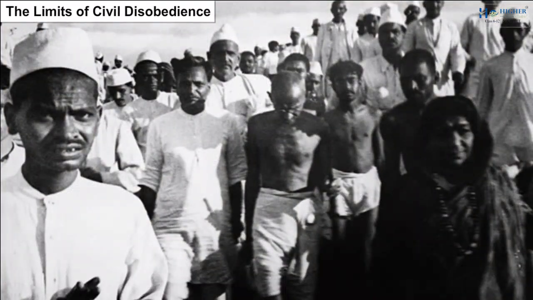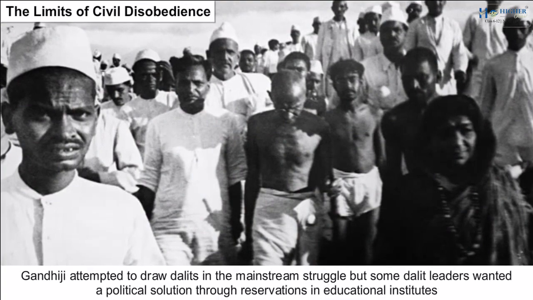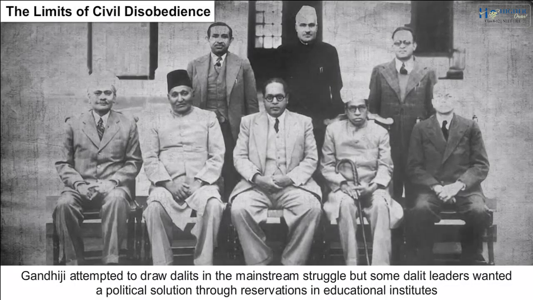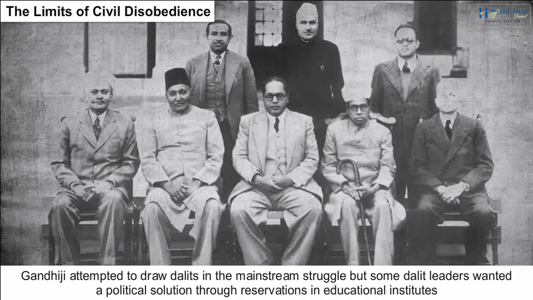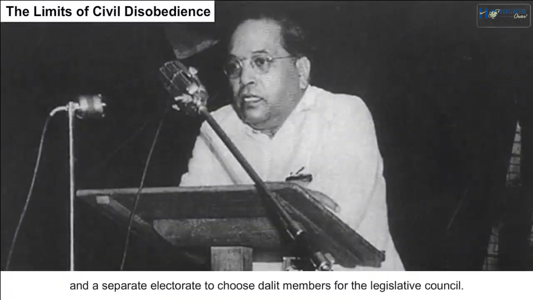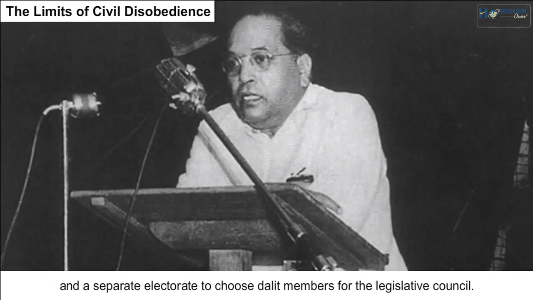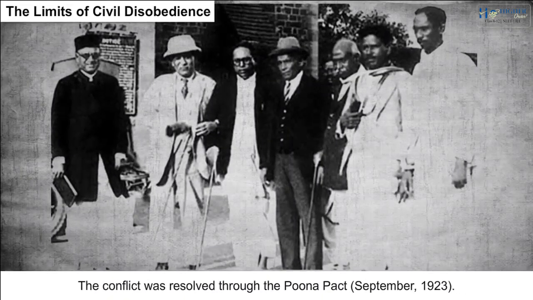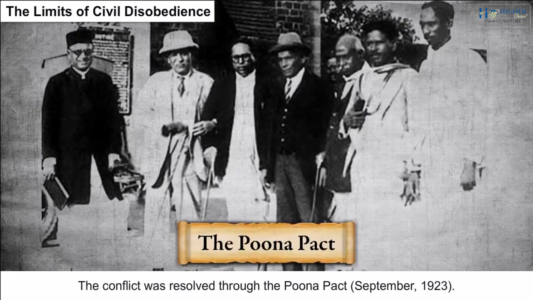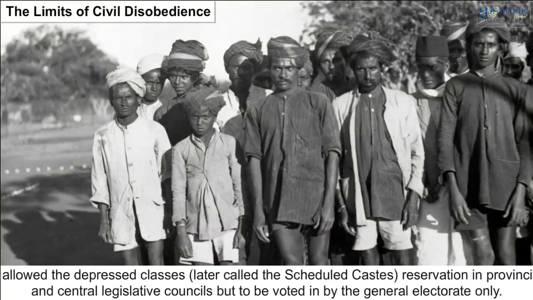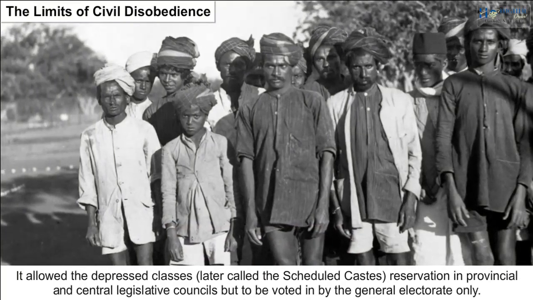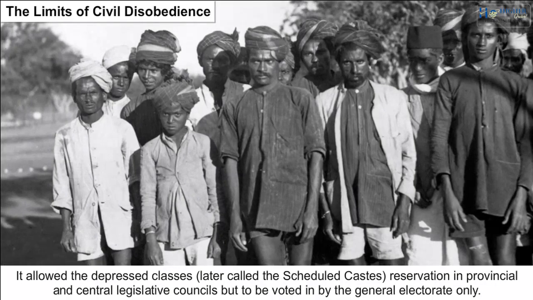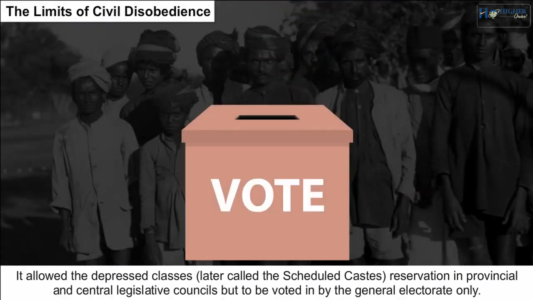The limits of civil disobedience. Gandhiji attempted to draw Dalits into the mainstream struggle, but some Dalit leaders wanted a political solution through reservations in educational institutes and a separate electorate to choose Dalit members for the Legislative Council. The conflict was resolved through the Poona Pact, September 1932. It allowed the depressed classes, later called the scheduled castes, reservation in provincial and central legislative councils, but to be voted in by the general electorate only.